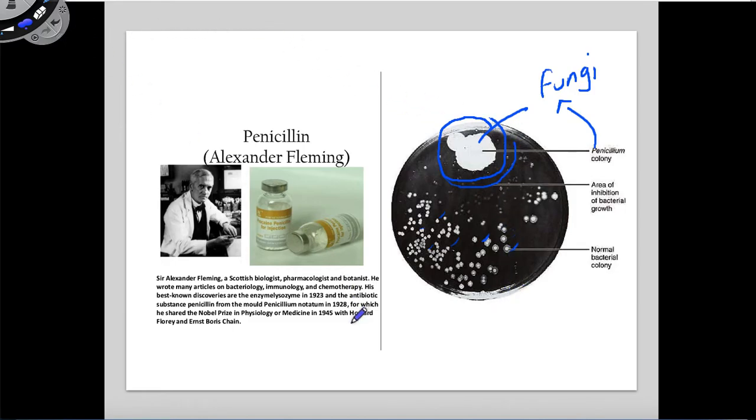So, with the help of Howard Florey and Ernst Boris Chain, who also won the Nobel Prize along with Fleming, Florey and Chain were able to take that penicillin, which is a fungi, and convert it into a medicine, which we now call penicillin, that can be injected. You can also take it in the form of a pill. And this medicine or antibiotic is going to kill the bacteria.